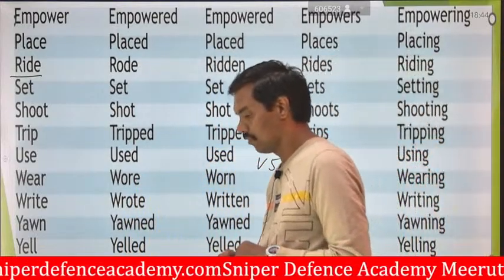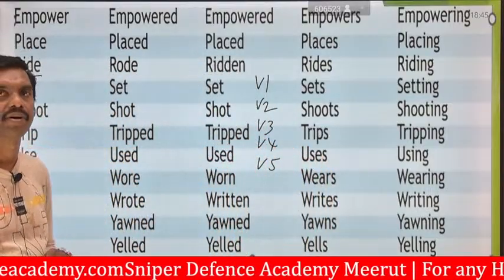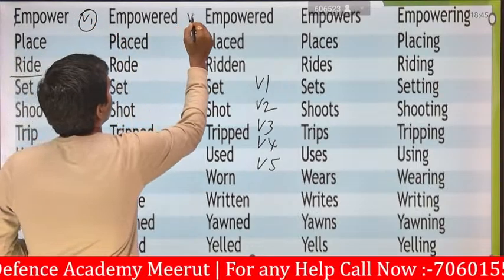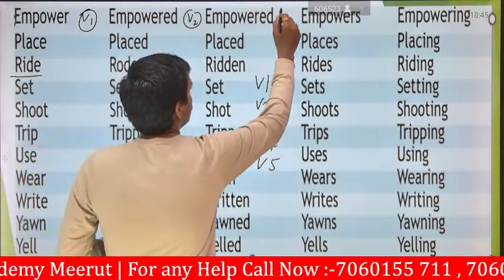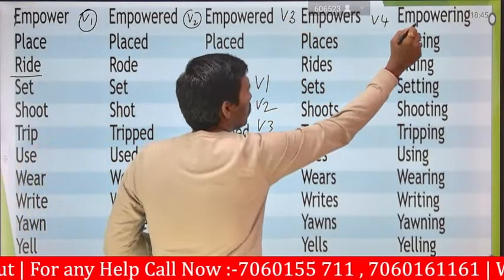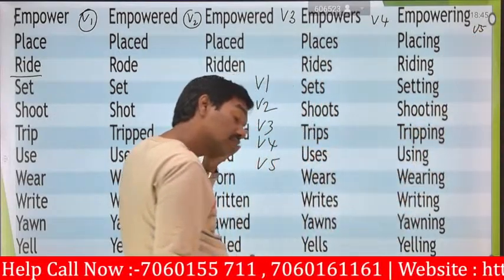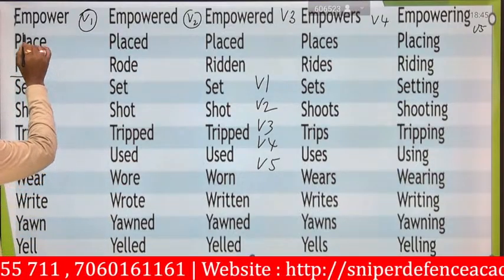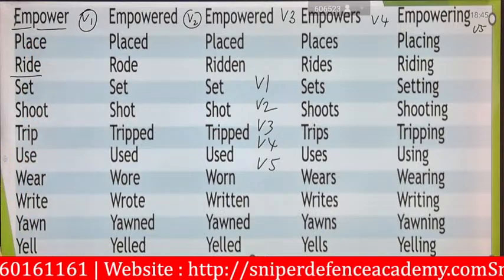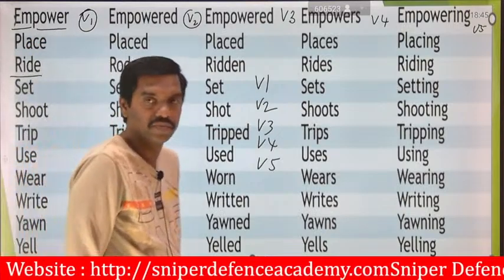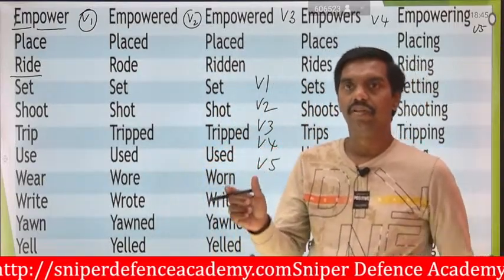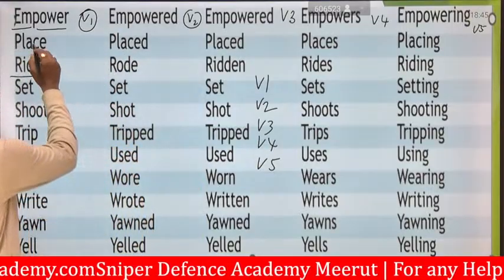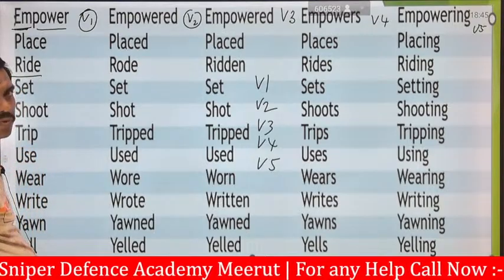The first word today is empower. As we know, this is V1, this is V2, this is V3, this is V4, and this is V5. In V1, the given word is empower. Once you read the word, you split the word and then join it, so it is read as empower. It is expressed in terms of V1.